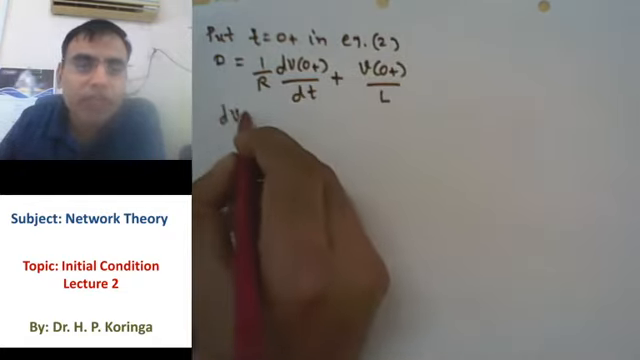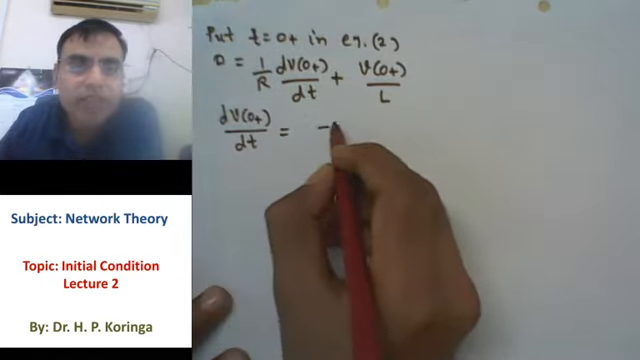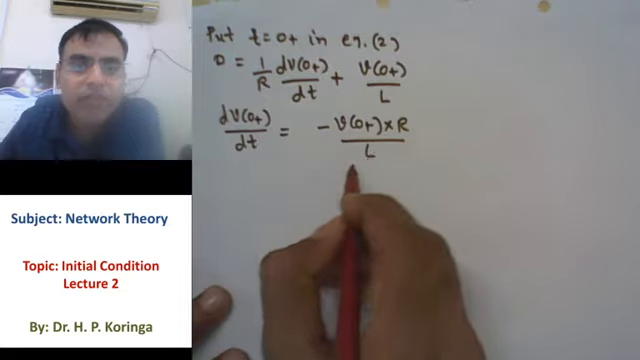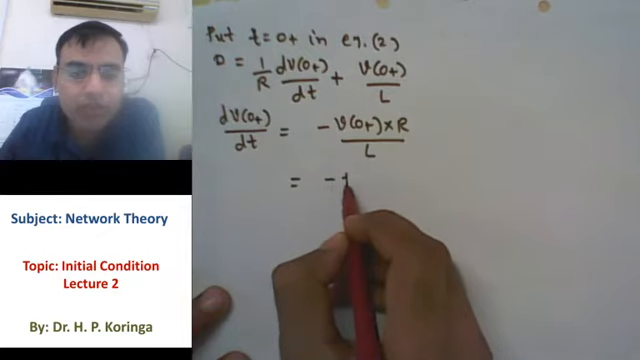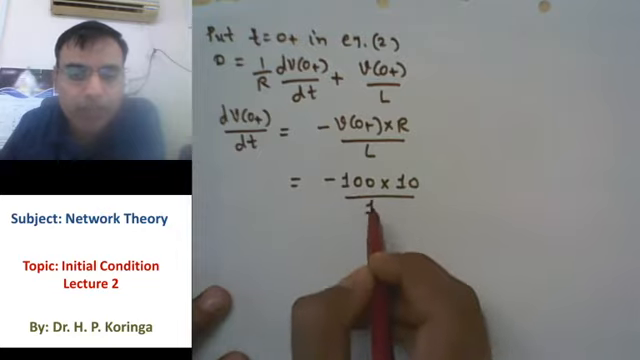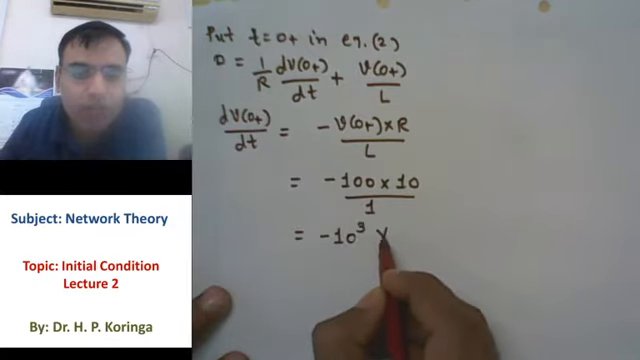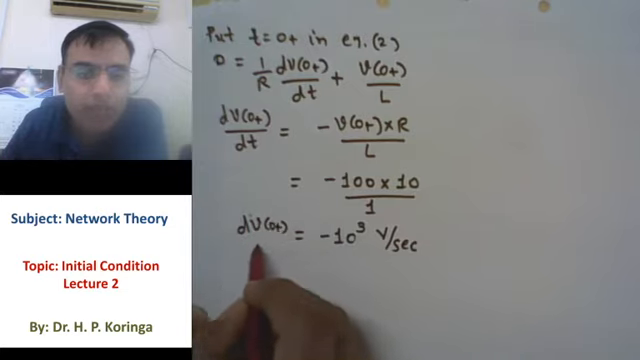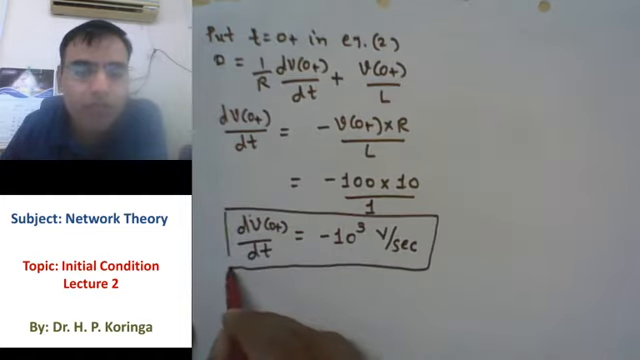Our interest is to find dv0 plus divided by dt. It can be found as minus v0 plus into R divided by L. We already found v0 plus is 100, so minus v0 plus is minus 100, R is equal to 10 and L is equal to 1. So dv0 plus divided by dt is minus 10 raised to 3 volt per second. The unit is volt per second.